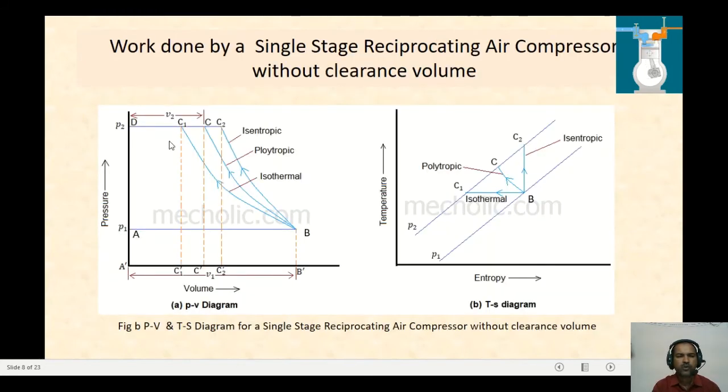So if you want to find out the work done for the isothermal process, we are taking the area A, B, C1, D. Each area gives the work done for the isothermal. For the polytropic work done, we have to consider area A, B, C and D. So this much area we have to consider for finding the work done. For the isentropic process we have to find A, B, C2 and D. So this much area we have to consider for the isentropic process.